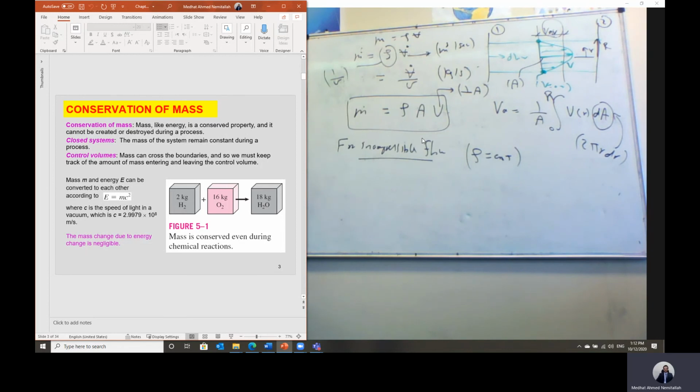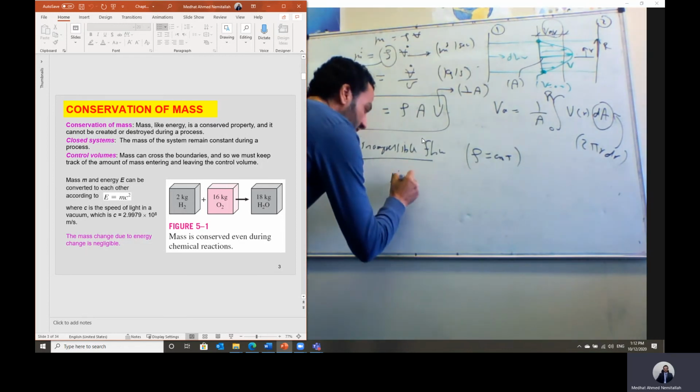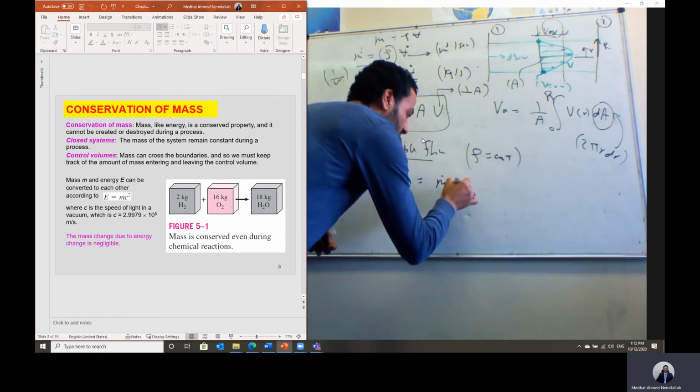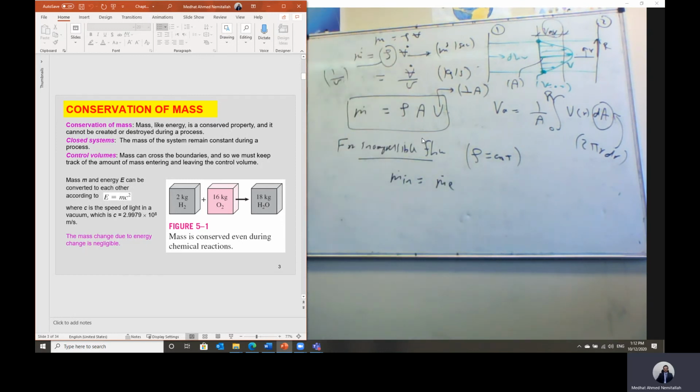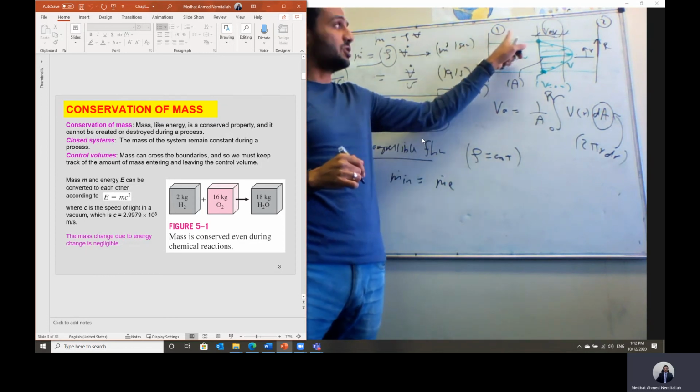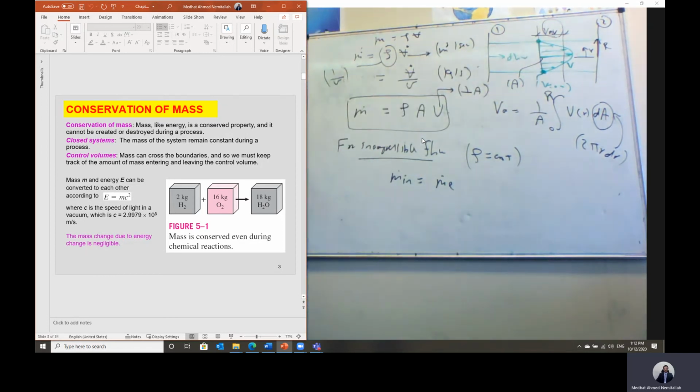So this is a steady flow device. In this case, we have a single flow stream, so we don't have the summation sign. So m dot inlet will equal m dot exit in this case. We call this a section. Inlet is section 1, and outlet is section 2.